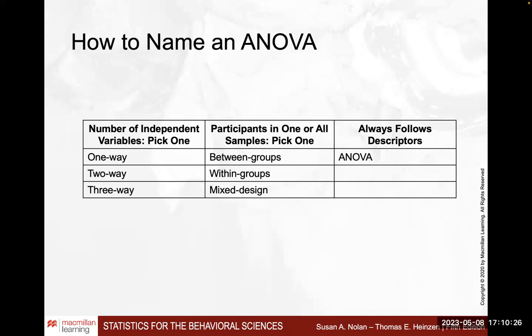So you have one way, two way, three way, between, within groups, and mixed design, and all of it is analysis of variance because you're comparing the variances between the groups in relationship to the variances within the group.